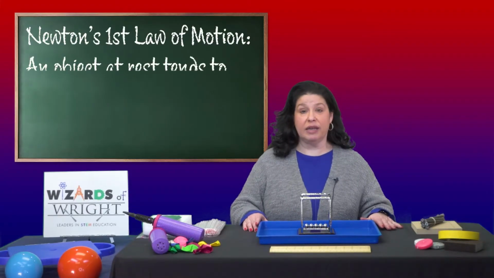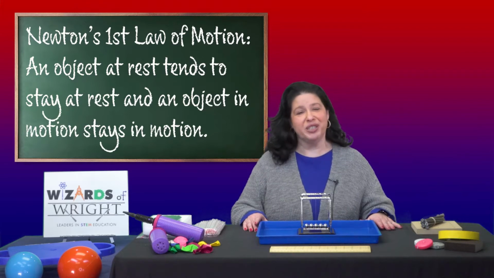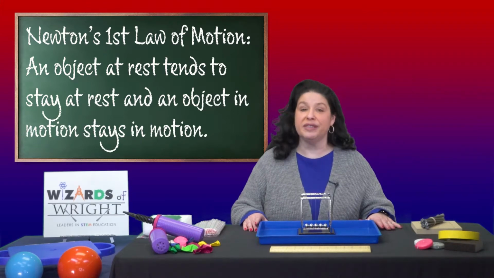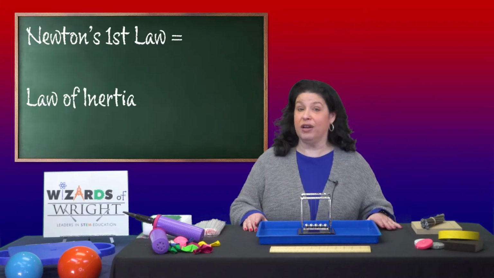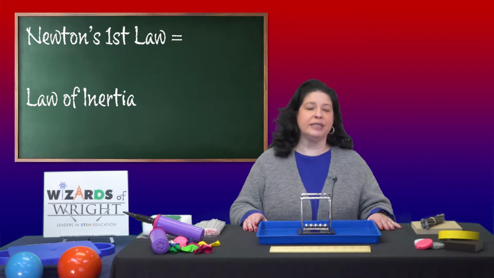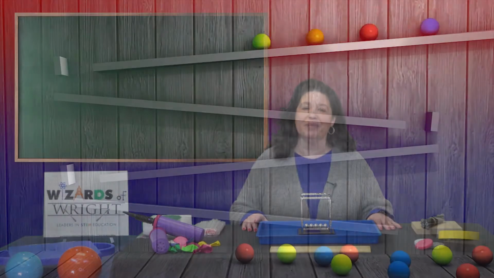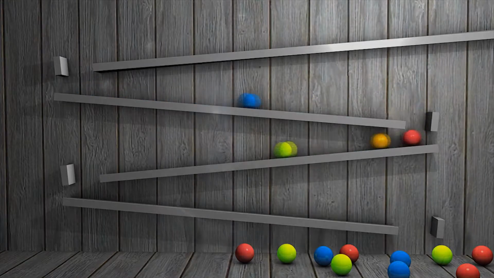The first law says that an object at rest tends to stay at rest, and an object in motion tends to stay in motion with the same direction and speed. This law is often called the law of inertia. This means that there is a natural tendency of objects to keep on doing what they're doing. All objects resist changes in their state of motion. In the absence of an unbalanced force, an object in motion will maintain this state of motion.